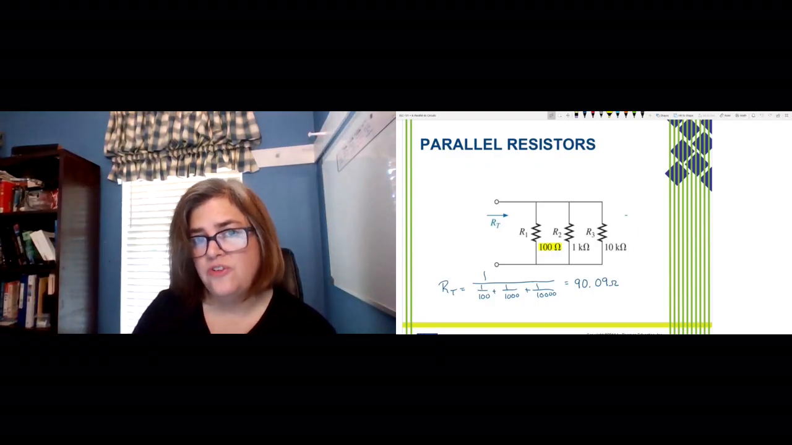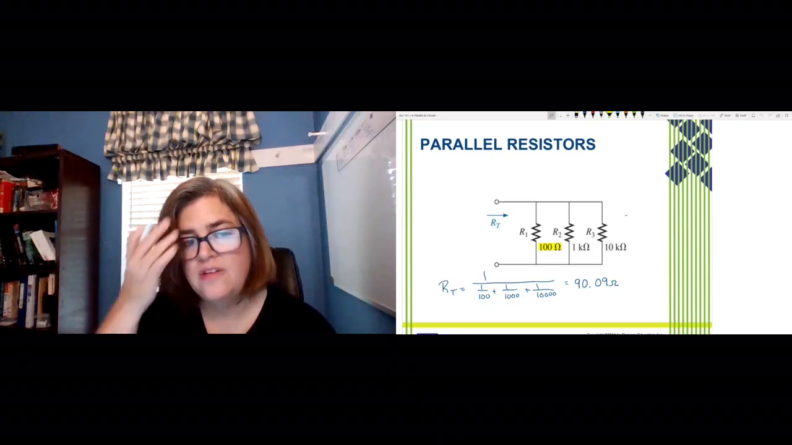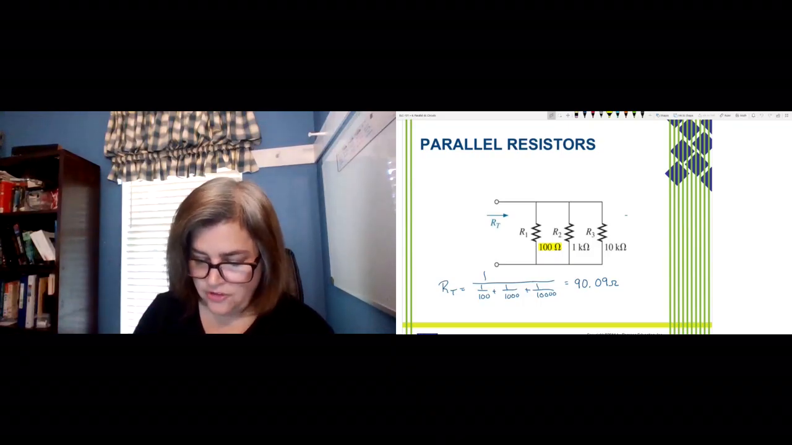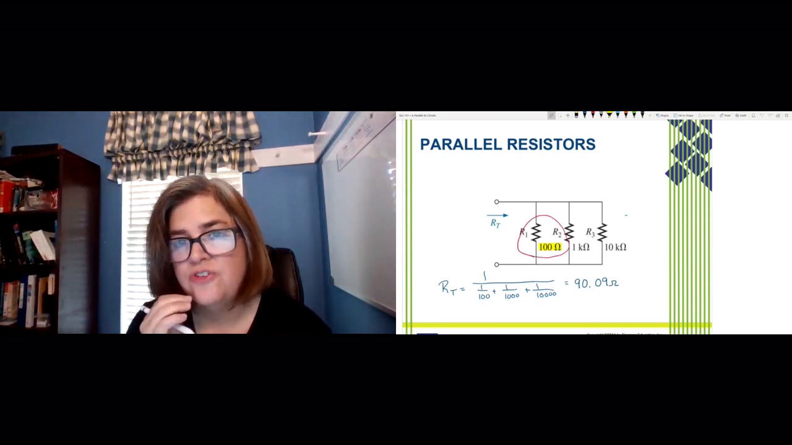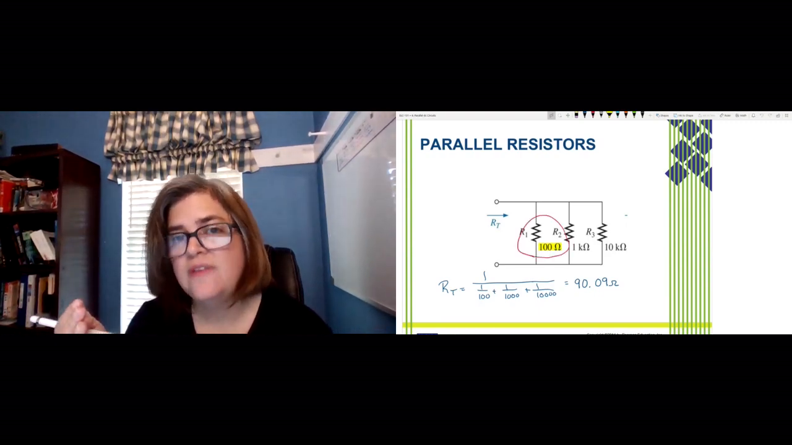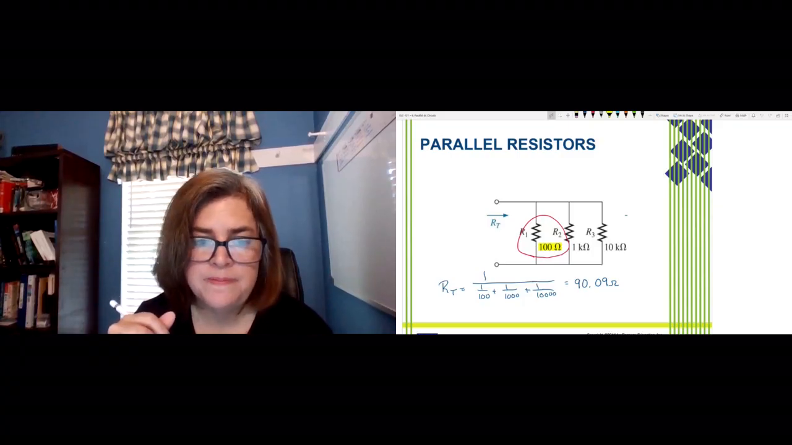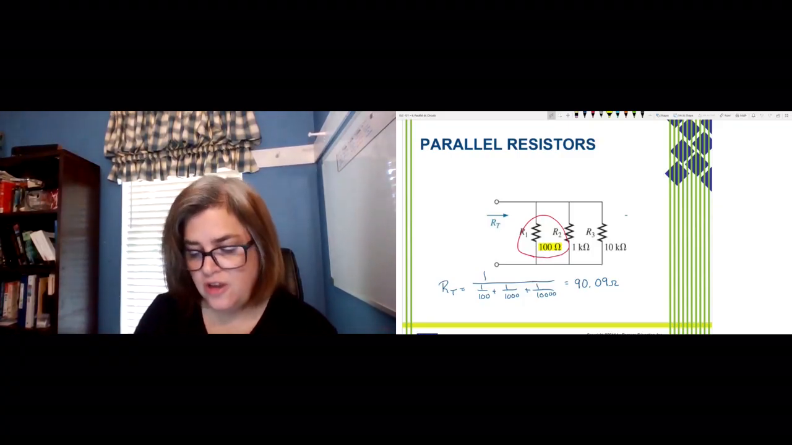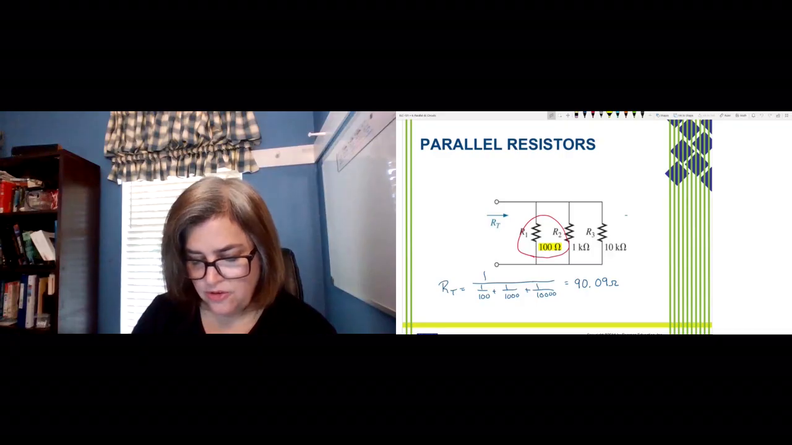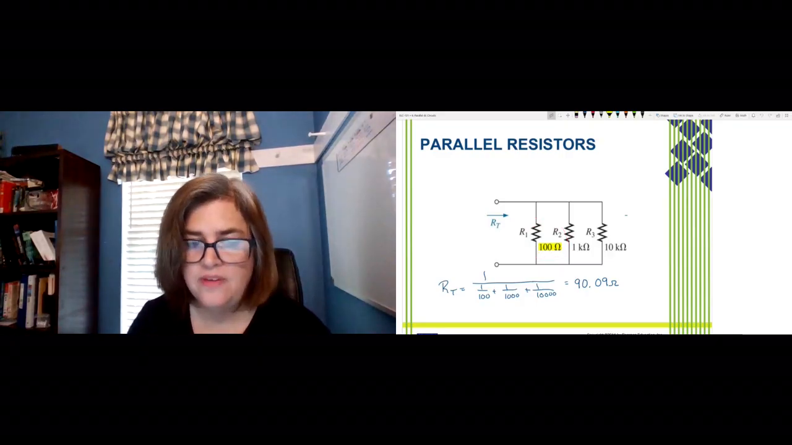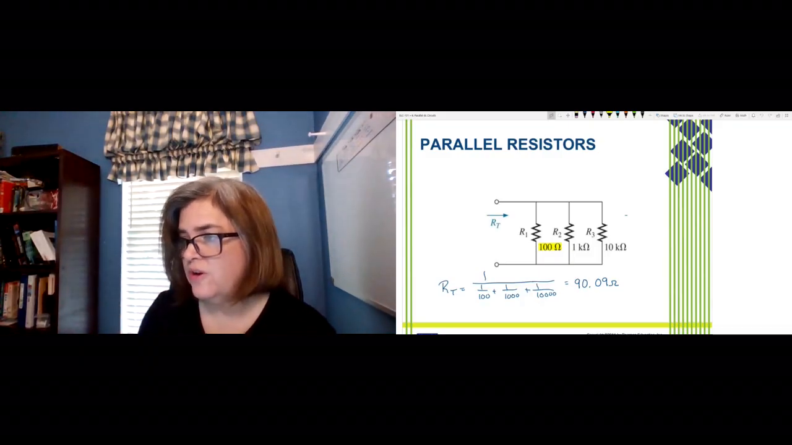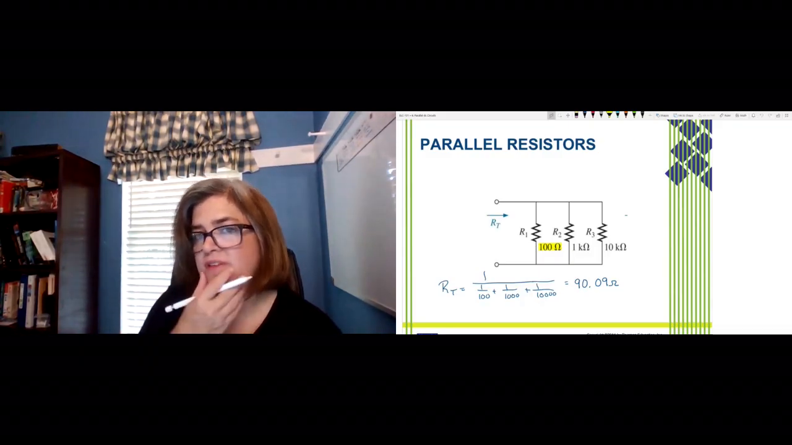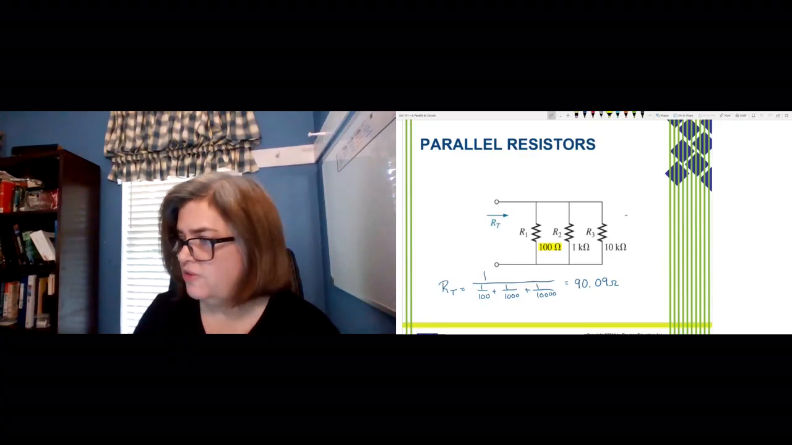So which resistor do you think has the biggest impact on the total resistance of your circuit? Actually, it's the smallest resistor. Remember when we looked at series resistors, the largest resistor had the biggest impact on the resistance of the circuit. Well, for parallel resistors, that's actually the opposite. The smallest resistor is the one that has the largest impact on how that circuit works, because that really determines how much current we're going to pull from our source.